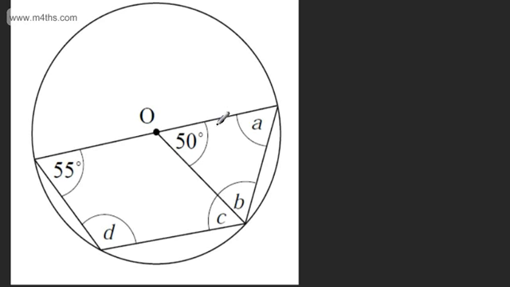This one here, what we can automatically do with this one is place on here, let's put that on, that's going to be 130 degrees, angles on a straight line. These two right here, these need to equal up to 130, so this is going to be 65. This one too will be 65. Opposite angles in the quadrilateral must be equal to 180, so this is going to be 115.